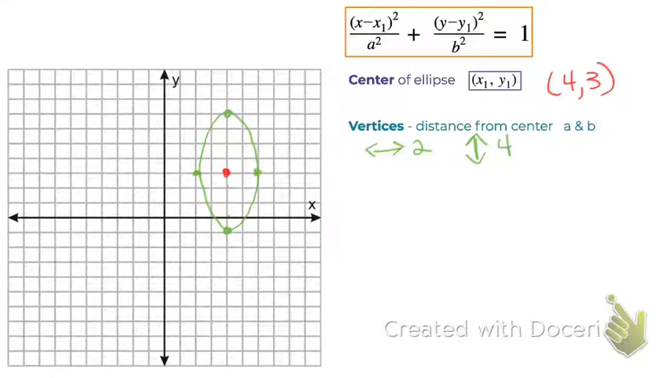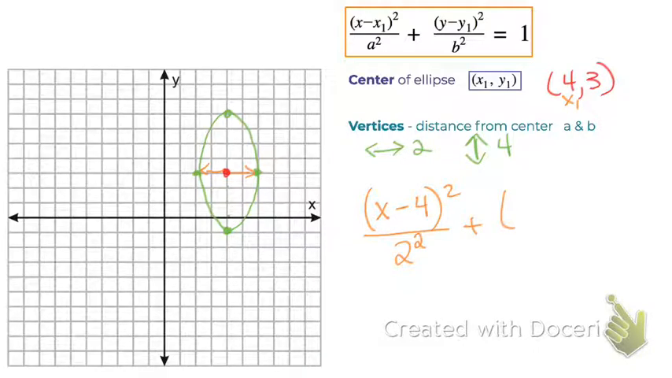So the way we use this information, if we're given that picture, is we use the standard form of an ellipse there in orange, and you subtract the x coordinate of your center. So it would be x minus 4 squared divided by the distance from the center to the vertices, to the edge, going right and left, just like the x-axis. So we went to the right, to the left, so it would be 2 squared.